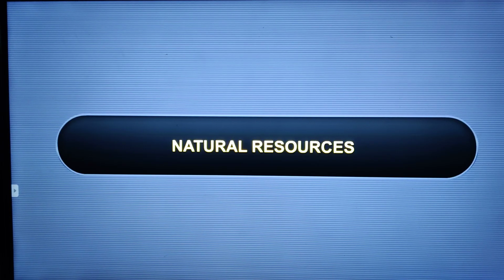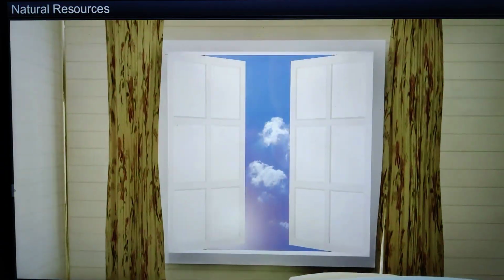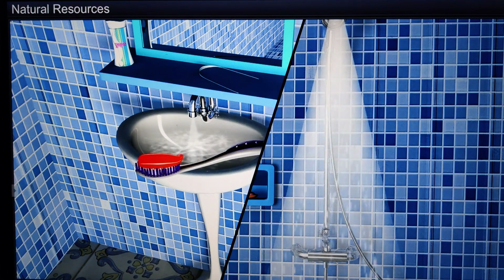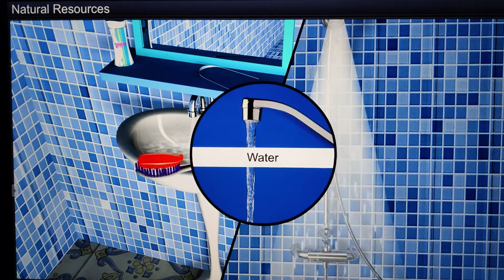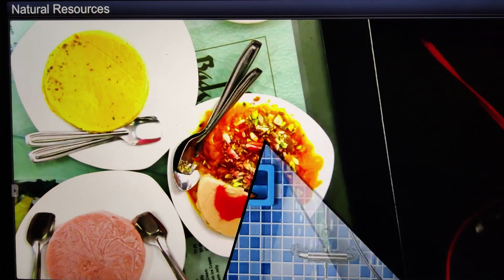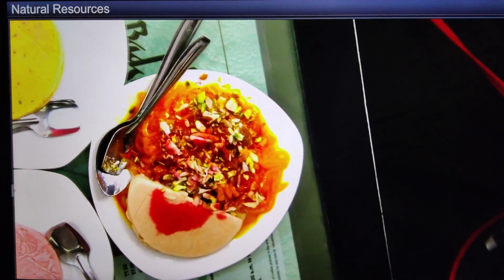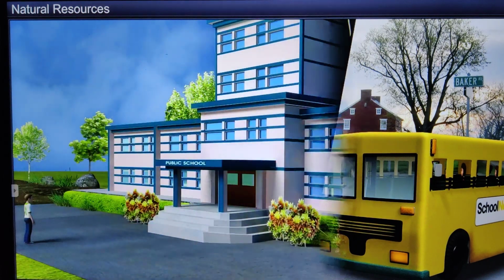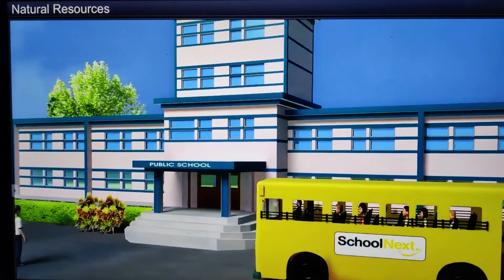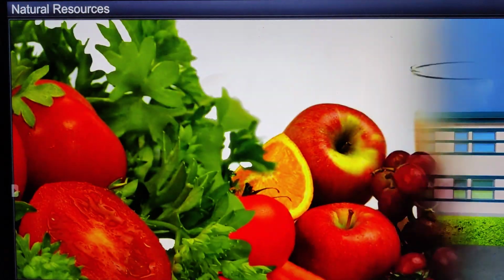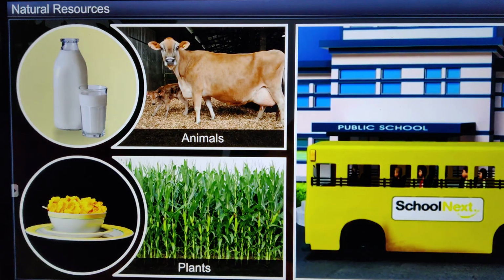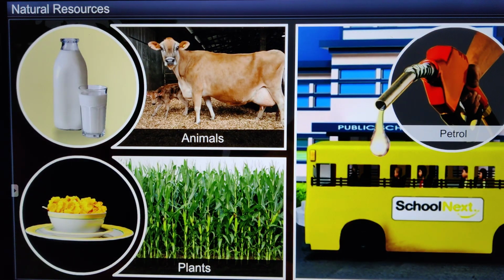You will learn about the natural resources on the earth. When you wake up in the morning, you brush your teeth and take a shower. Both these activities require you to use water. Then you have your breakfast before boarding your bus that picks you up and drops you to the school. Your food for breakfast comes from plants and animals, while the school bus runs on petrol, which is a fossil fuel.